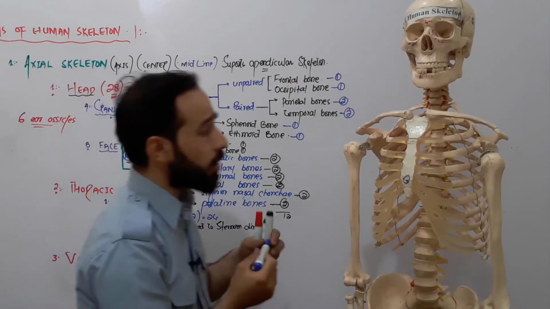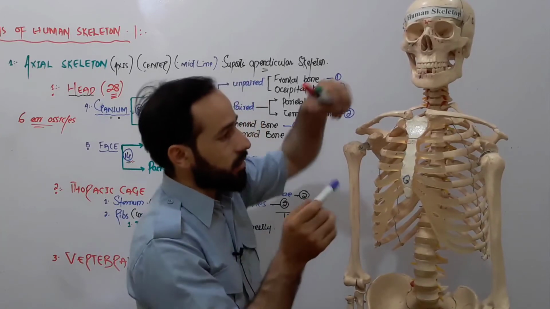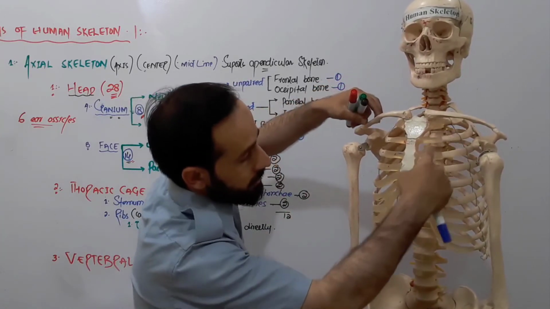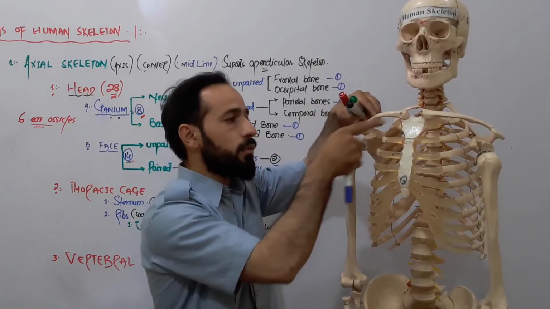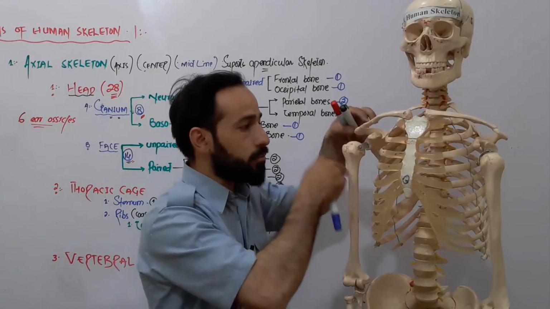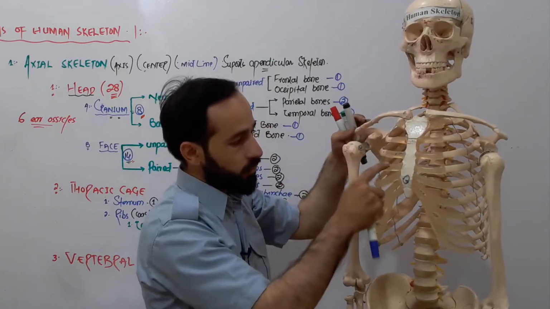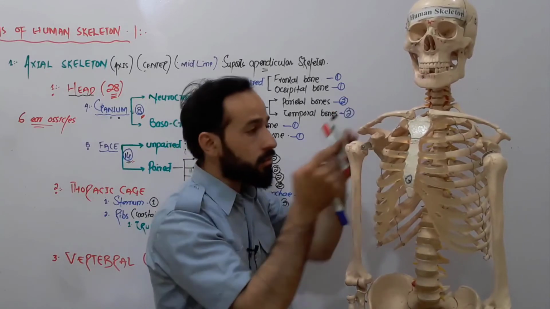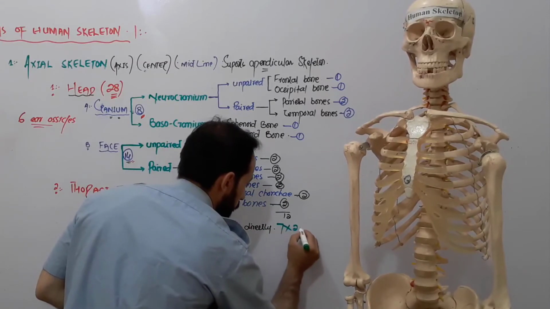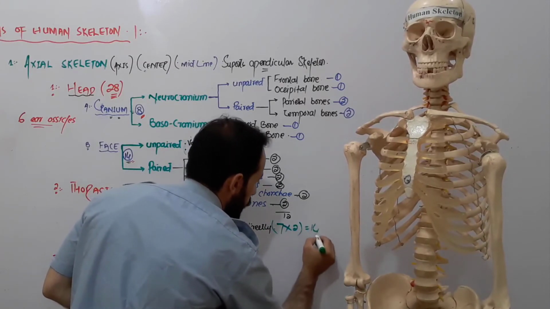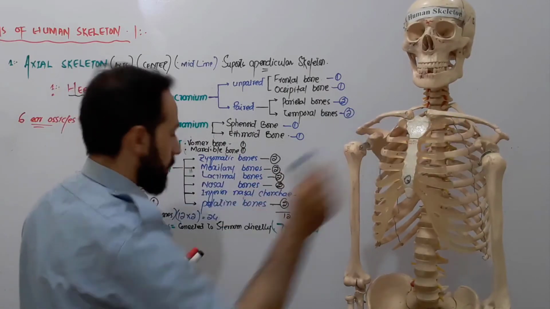And how many costal bones are connected to your sternum directly? Let's count. First, second, third, fourth, fifth, sixth, and seventh. So how many true ribs do you have? You have 7 true ribs on both sides, 7 on this side, 7 on that side, right and left. 7 multiplied by 2, you have a total of 14 true ribs.